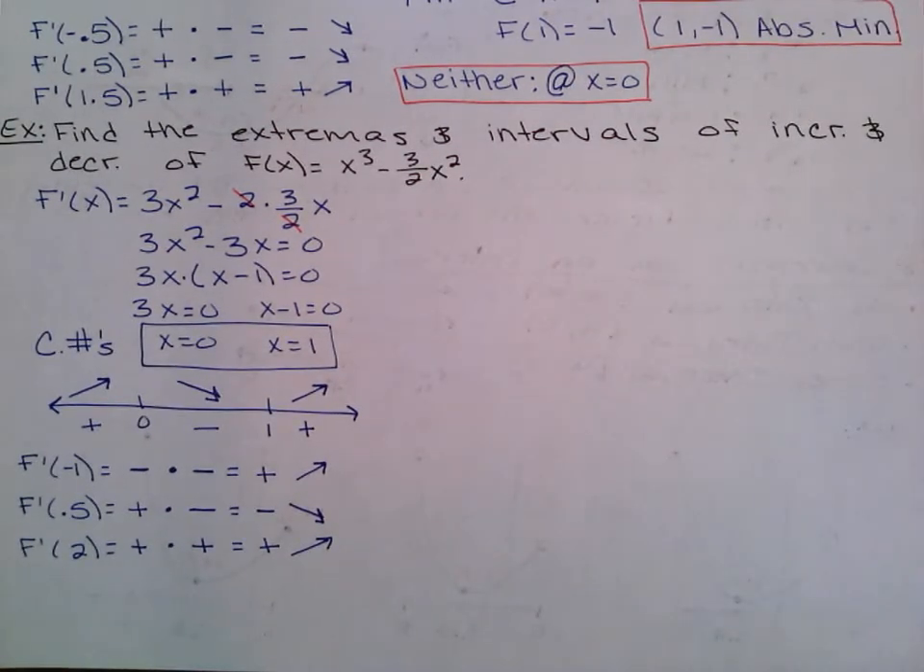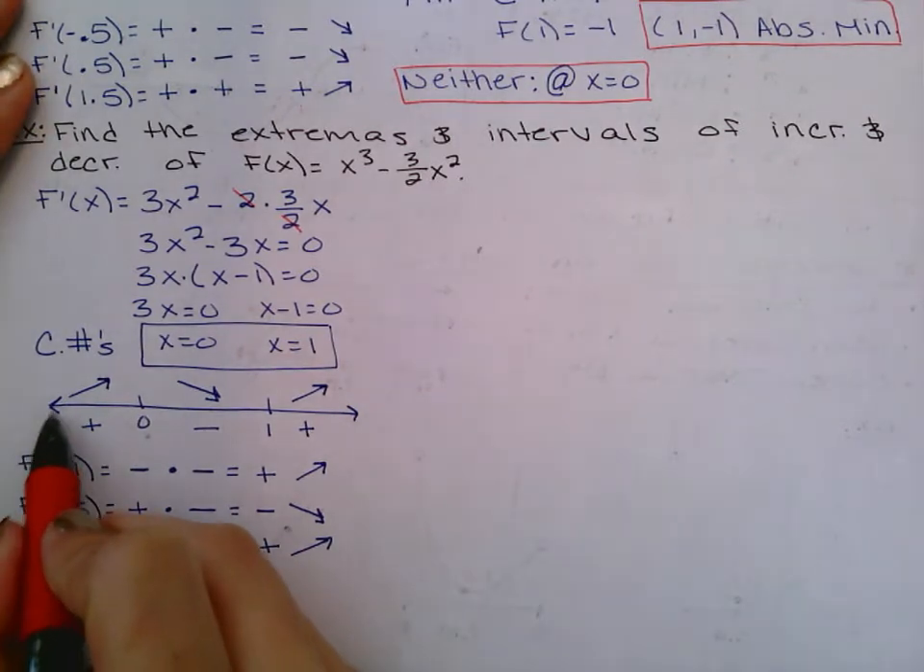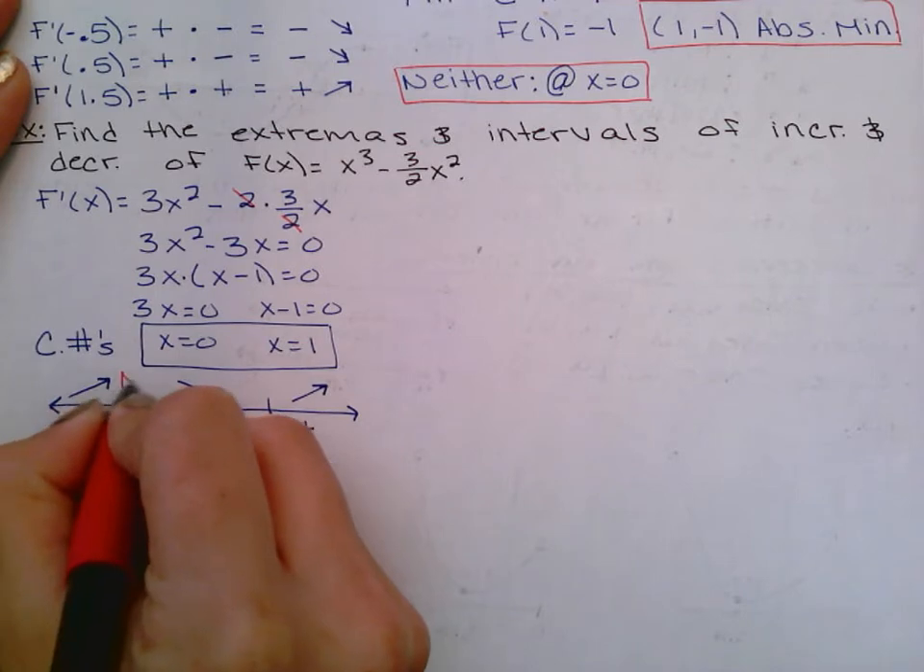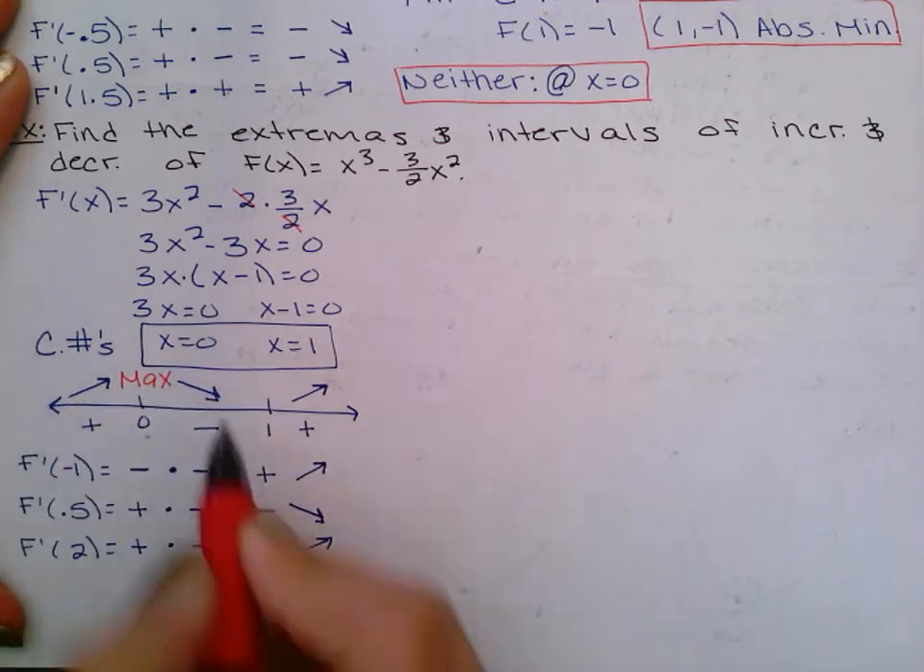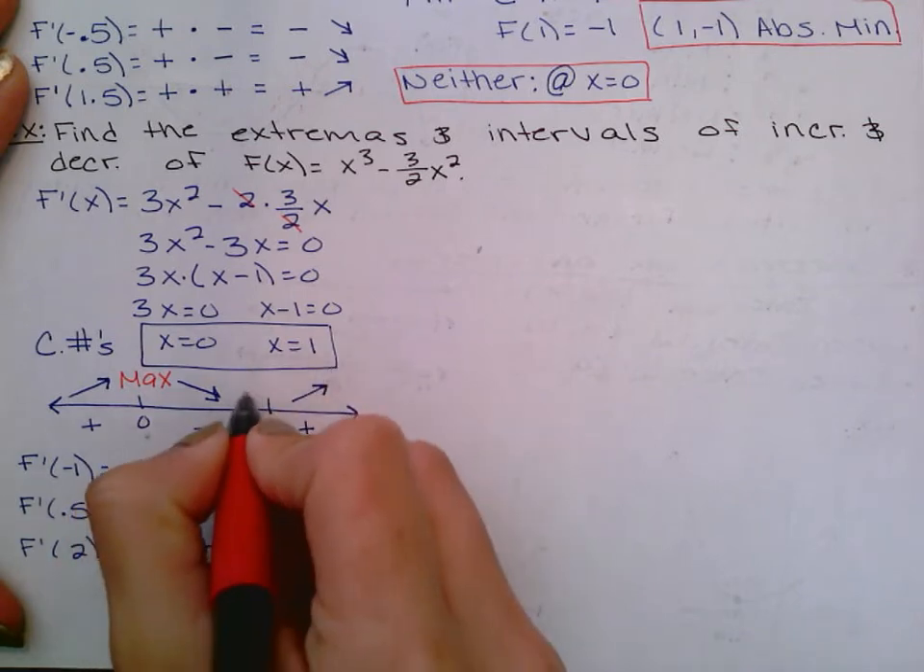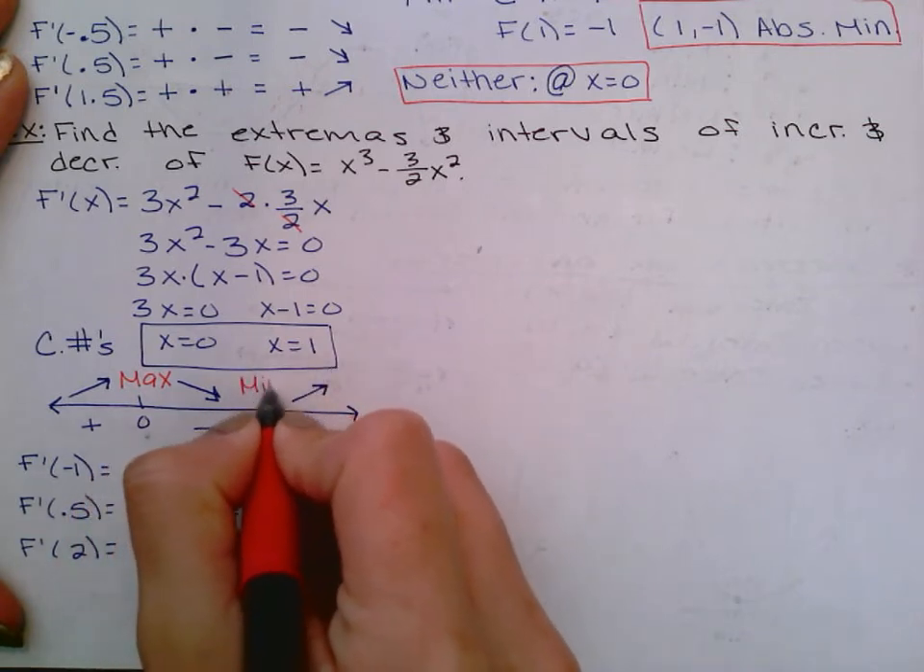Okay? So I don't have endpoints. My endpoints are infinities. Infinities can never be max and mins. Infinity is a concept that it goes on forever, not a location where it reaches some max or min, okay? So I'm going up, up, up, up, up. I'm increasing, and then I change to decreasing. So here I have a max. And then I decrease, and I switch to increase, and that makes a min. Okay?